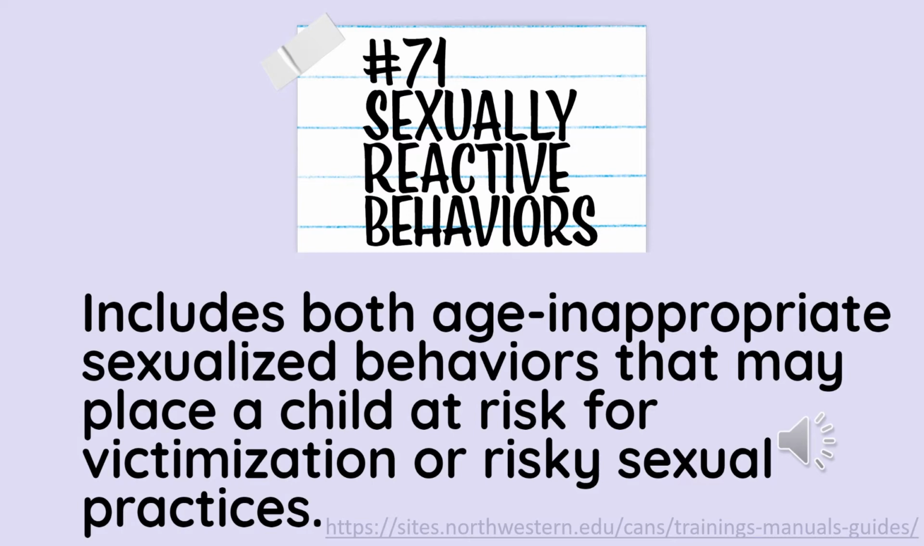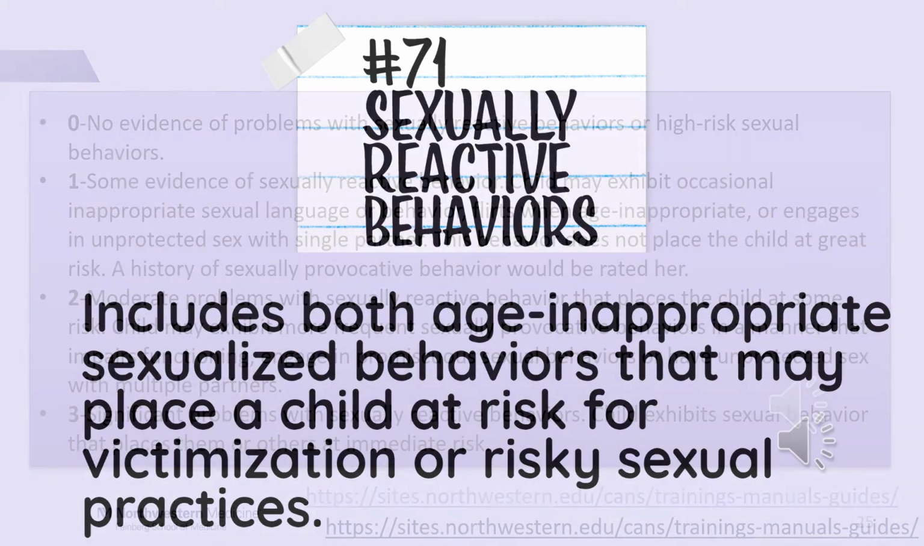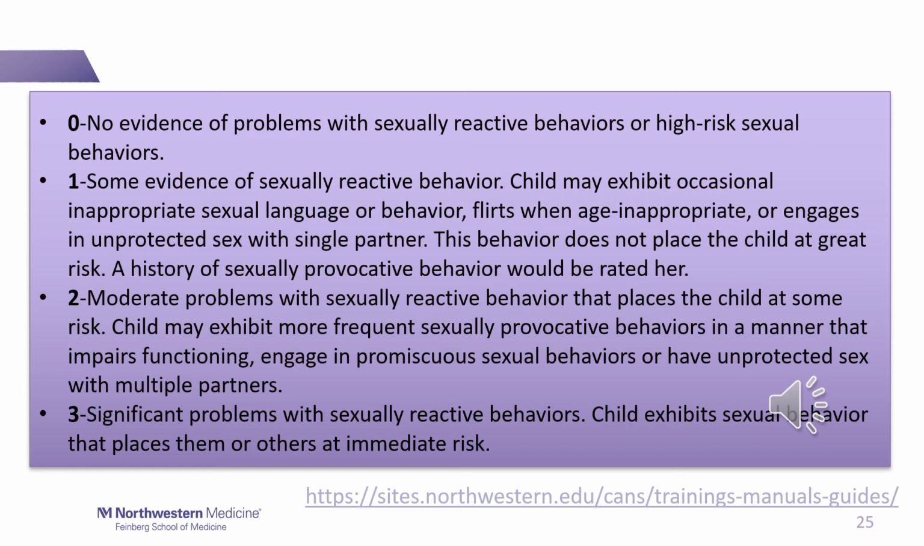71. Sexually reactive behaviors. This includes age-inappropriate sexualized behaviors that may place a child at risk for victimization or risky sexual practices. 71. Sexually reactive behaviors. 0: No evidence of problems with sexually reactive behaviors or high-risk sexual behaviors.